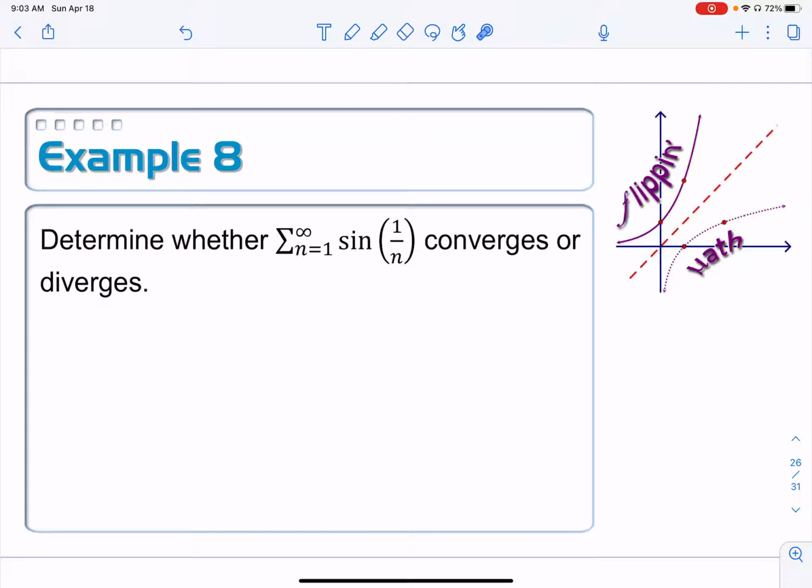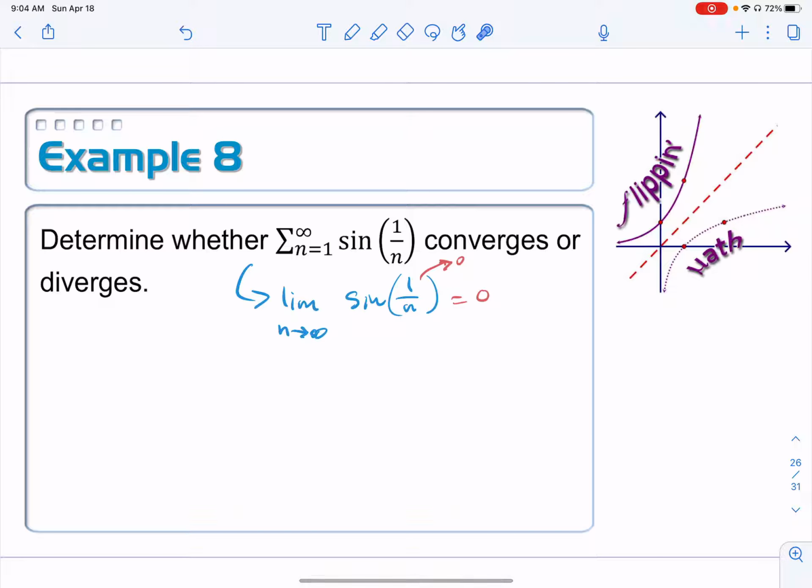Anyway, let's see if the nth term test applies. Let's try that. So the limit as n goes to infinity of the sine of 1 over n. Think about this: as n goes to infinity, 1 over n approaches 0, of course. And if that goes to 0, what's the sine of 0? Or getting closer and closer to 0, that's also 0. All right, so our nth term is going to 0. The nth term test for divergence wasn't terribly helpful.